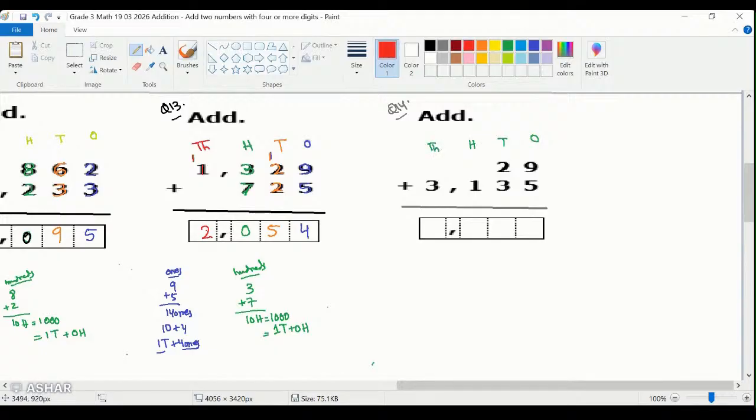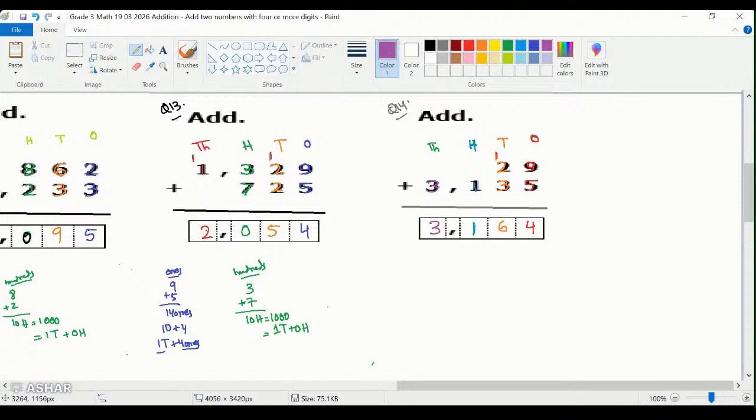So how many ones do we have? 9 plus 5 would be 14 ones, right? How many tens do we have? 1 plus 2 is 3, and 3 plus 3 is 6 tens. How many hundreds do we have? We have a single hundred, and thousand would be 3. So we can say 3160. Perfect, May. Thank you, May.